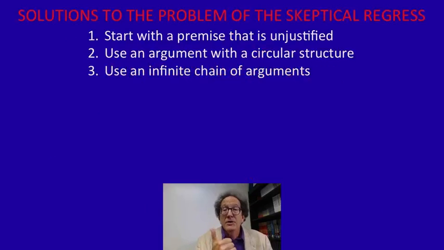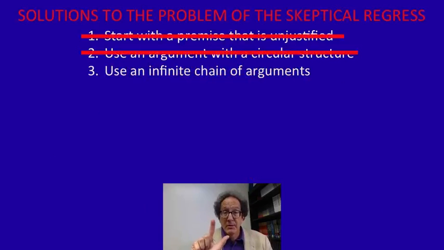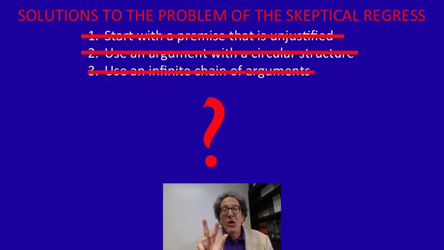If the unjustified premise approach doesn't work, and the circular argument structure doesn't work, and the infinite chain of arguments doesn't work, then it's hard to see how we can get around the problem, which is to say, it's hard to see how any kind of argument could ever justify us in believing anything. Philosophers really scratch their heads about that for a long time and worry about it. It keeps them up at night.